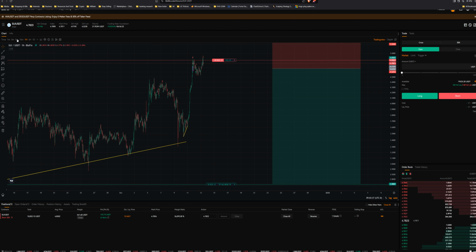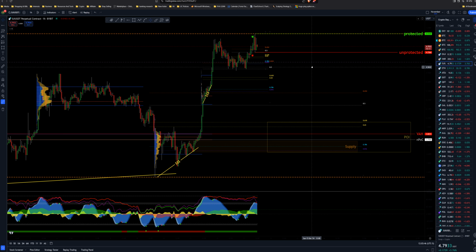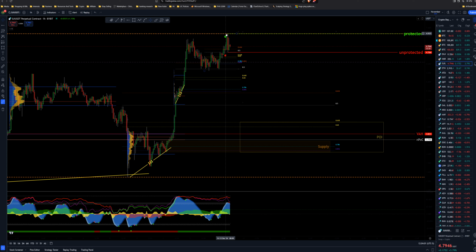I got a pretty good entry. I'm very happy with my entry. It was on, like I said, that leg up on the reversal. I'm going to treat this one more like a swing trade, though. I'm still going to manage it the way I do with the market structure. Once this is broken, tuck my stop loss back here, and so forth.